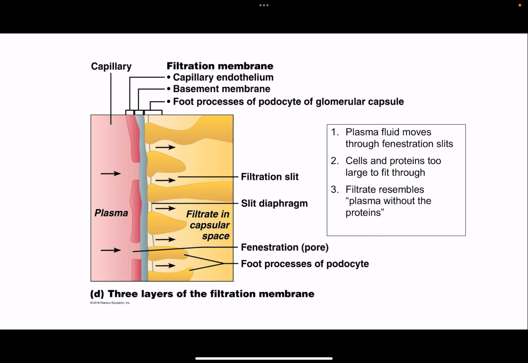And so as you can see here, here's the blood plasma over here. Here are the fenestrations. These are the pores within the capillaries. And then here are the spaces created by these slits, are the podocytes. And so any solutes or fluid that gets filtered out has to fit through both of those pathways, through the pores and through the filtration slits. So plasma fluid moves through the filtration slits. Cells and proteins are too large to fit through. And so the filtrate resembles plasma without proteins.